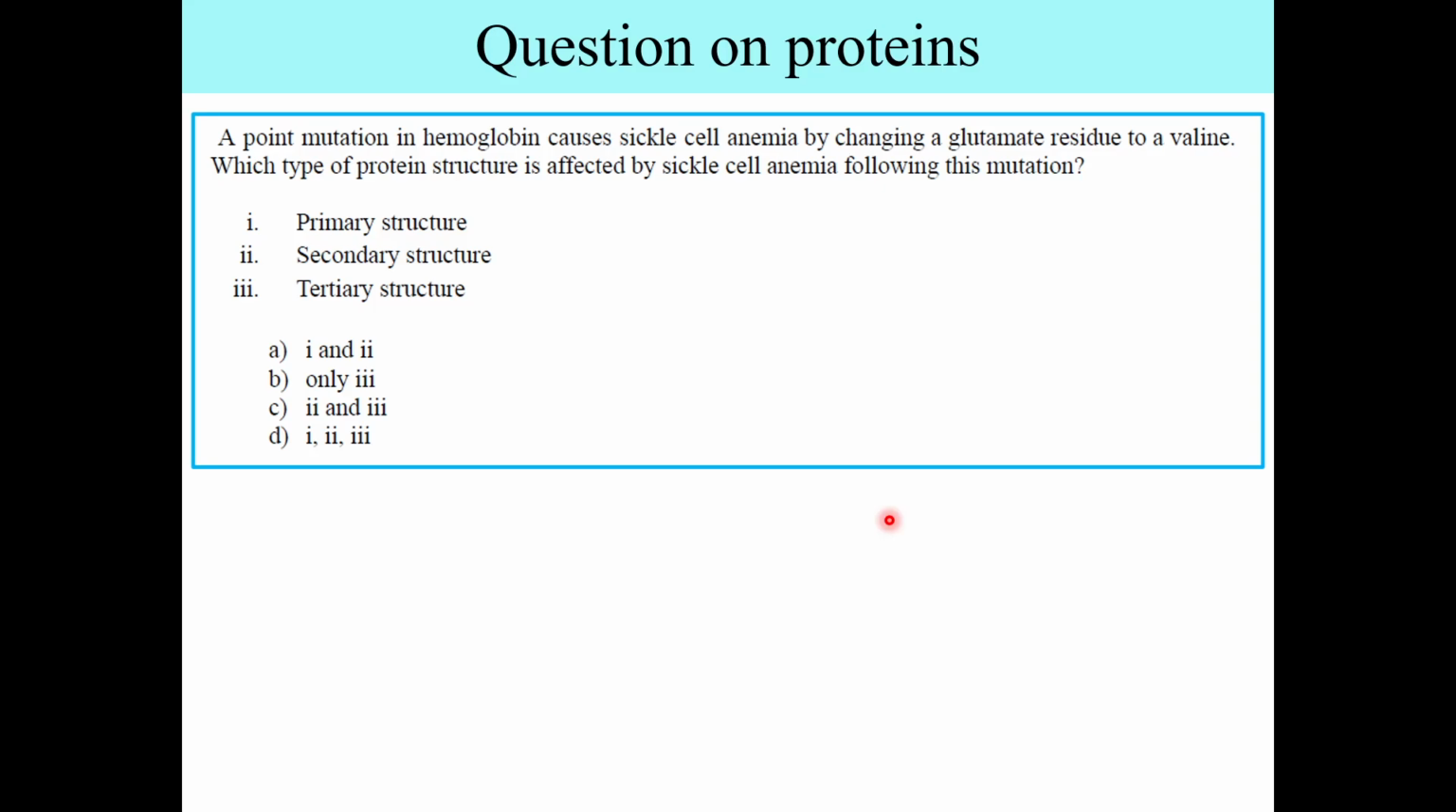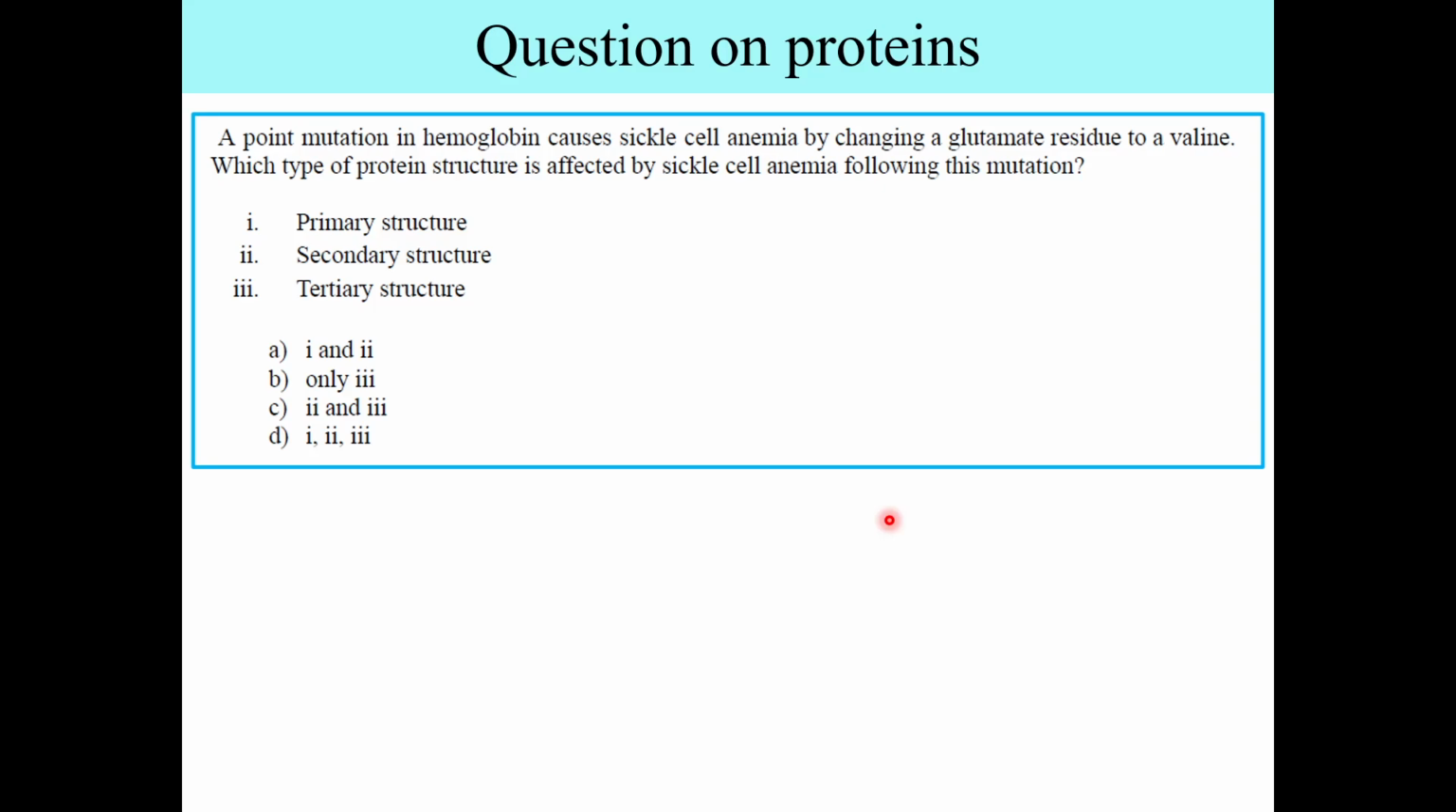Okay. So let's try to answer a question on this. The question says, a point mutation in hemoglobin causes sickle cell anemia by changing a glutamate residue to a valine residue.